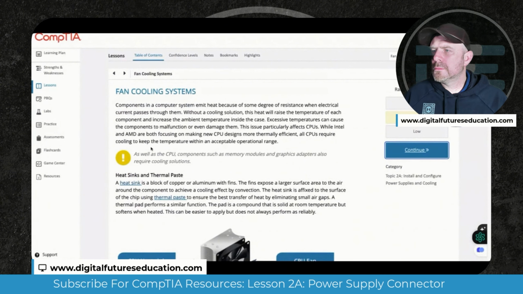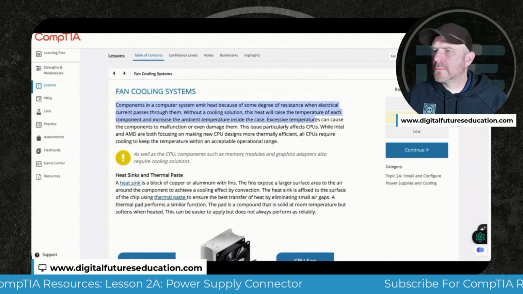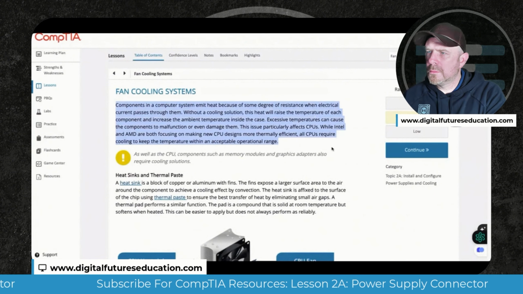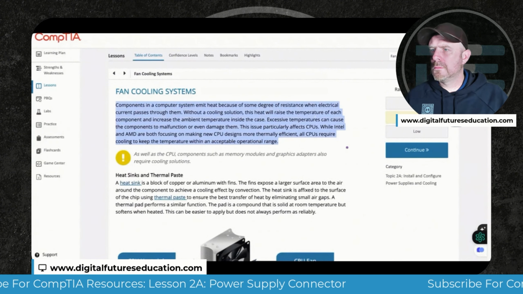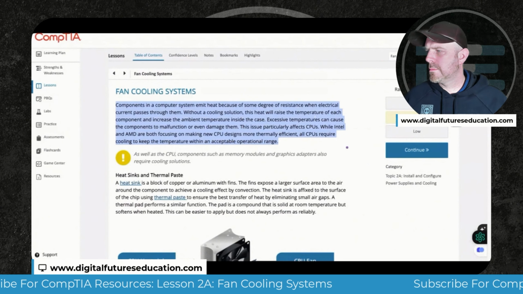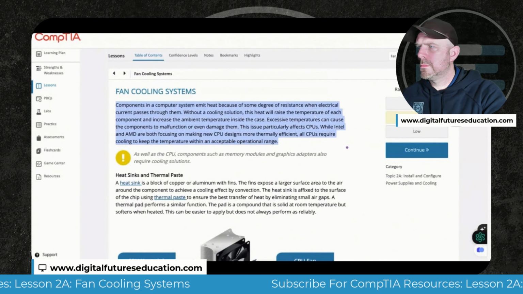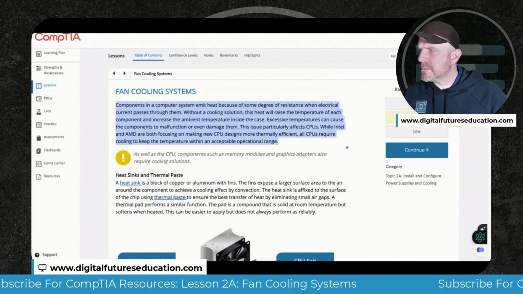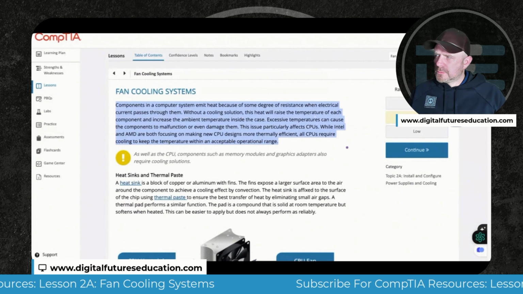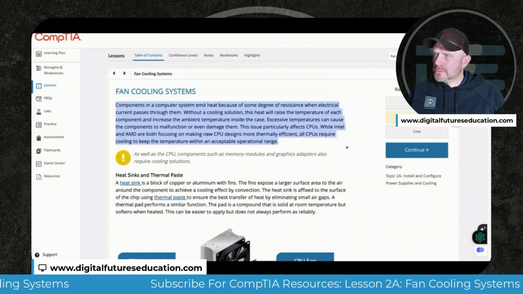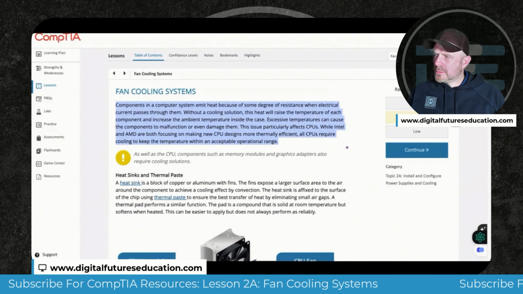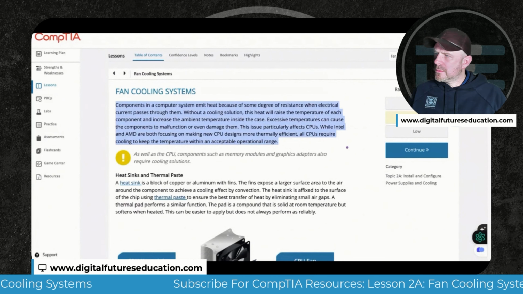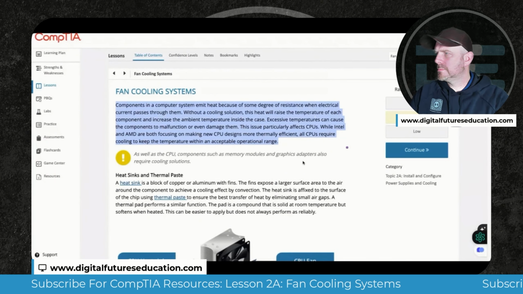And then we have fan cooling systems. Components in a computer system emit heat because of a degree of resistance when electrical current passes through them. Without a cooling solution, the heat will raise the temperature of each component and increase the ambient temperature inside the case. Ambient temperature is the temperature all around, from the different parts. Excessive temperatures can cause the components to malfunction or even melt. This particularly affects CPUs, while Intel and AMD are both focusing on making new CPU designs more thermally efficient. All CPUs require cooling to keep the temperature within an acceptable operating range.